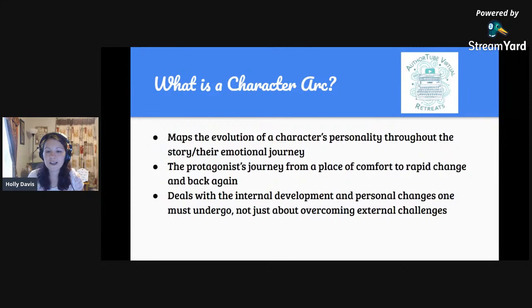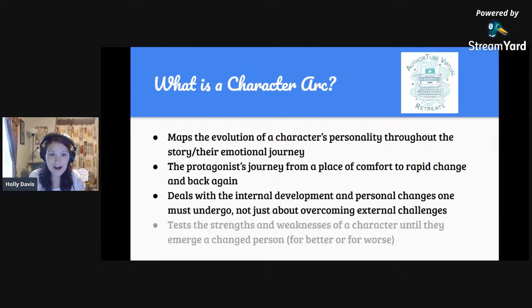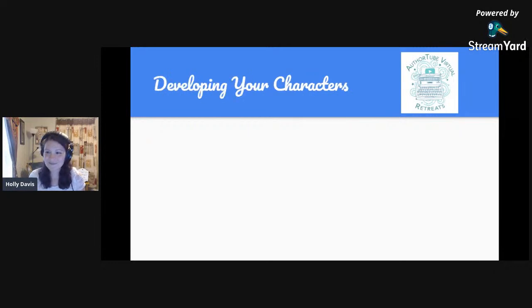So how can you plot a believable, compelling, strong arc that will leave readers wanting more? Well, you also want to test the strengths and weaknesses of the character until they emerge a changed person, for better or for worse. So we will discuss that.